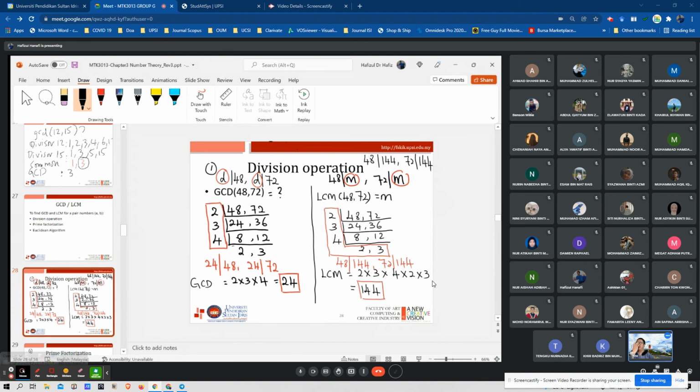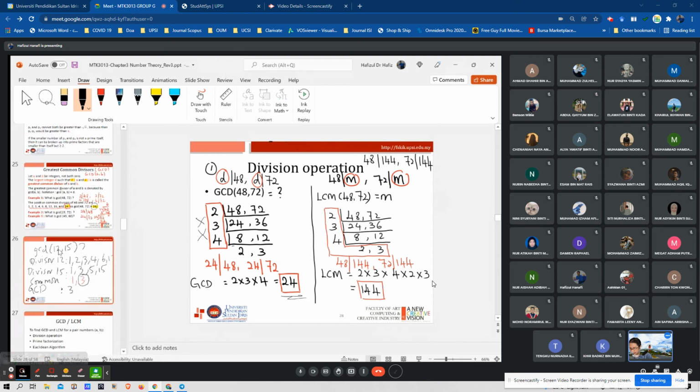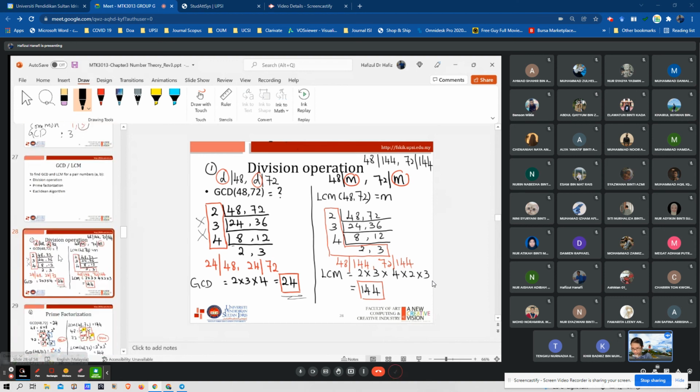For the division operation, GCD of 48 and 72. We have 2, 3, and 4. Then we multiply all of these: 2 multiplied by 3, multiplied by 4, and we got 24. And for the least common multiple, we have 2 multiplied by 3, multiplied by 4, and then we also multiply by 2, and then multiply by 3, and we got 144.